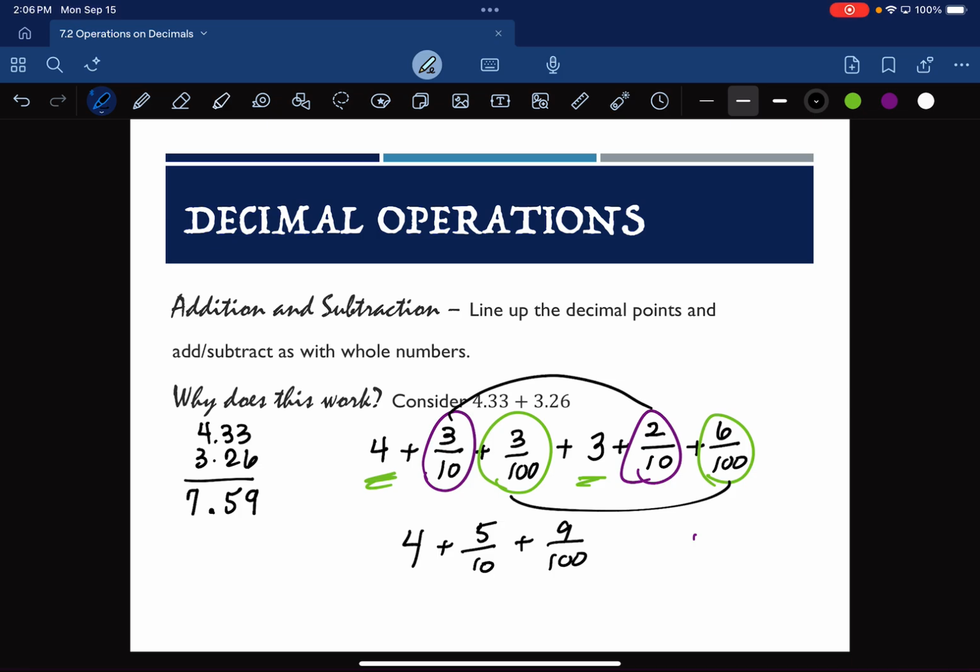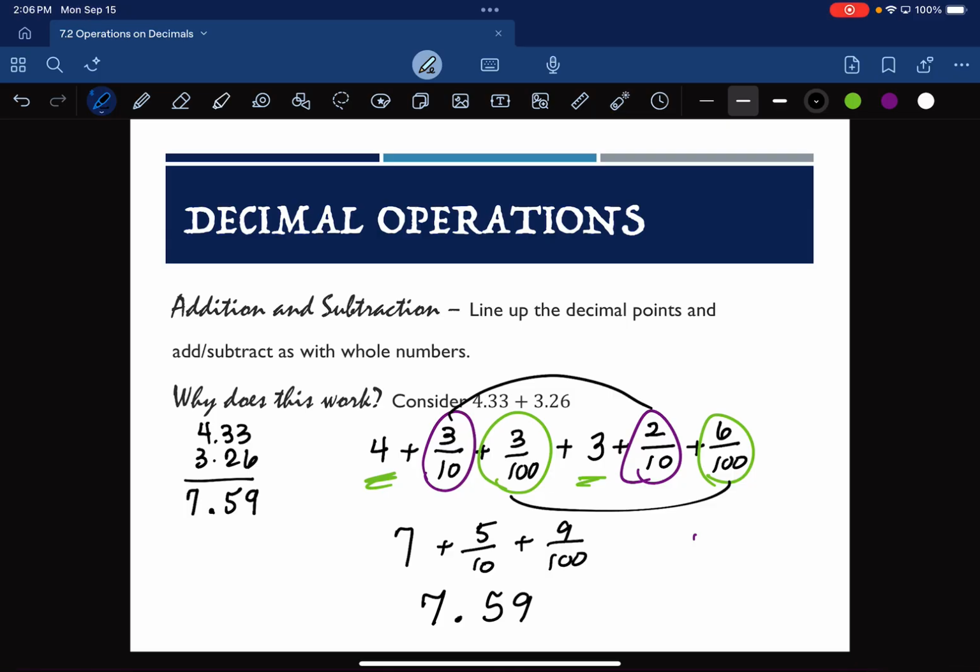And then if we put that back into decimal form, my 4 is wrong. Sorry, that's supposed to say 7. We'll fix that. We put that back into decimal form, we have the 7 at the beginning, and then we have the 5 in the tenths place, and then the 9 in the hundredths place, adding up.